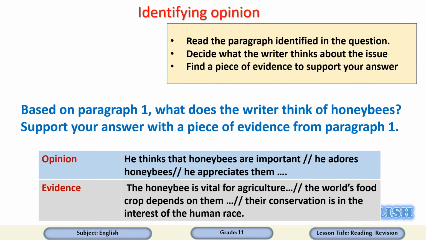So a possible answer to the question will be that he thinks that honeybees are important, or he likes honeybees, or he appreciates them, or he appreciates their roles, or he thinks that they are important for the human race, they are important for the world. For a piece of evidence, you can take any of these. The honeybee is vital for agriculture. The world's food crops depend on them, or their conservation is in the interest of the human race.